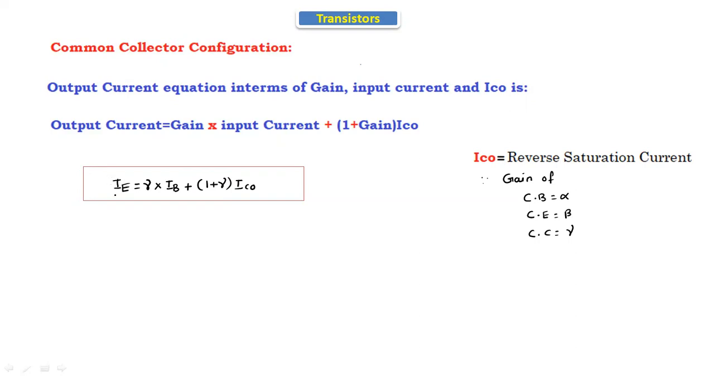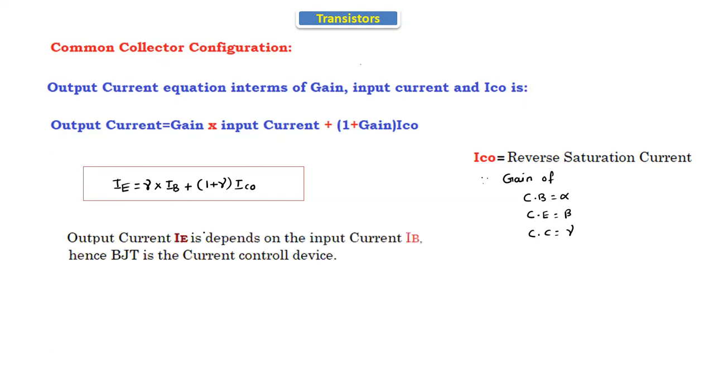If you observe the equation, this is the output current and this is the input current. There is no voltage term in this equation. From this we can say that the output current depends on the input current. That's why this BJT is a current control device. The output current IE depends on the input current IB. Hence, BJT is a current control device as there is no voltage term in the equation.